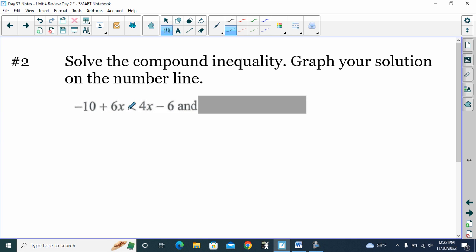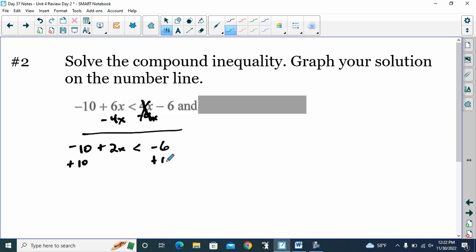I've got x on both sides of my inequalities. Let's move them all over to the same side. We can do that by subtracting 4x. 6x minus 4x is positive 2x. 6 comes down, that's a negative 6. And when I subtract, I don't flip my inequality. Now it looks a lot like the previous problem. I can add 10 to both sides. Positive 2x is less than negative 6 plus 10.